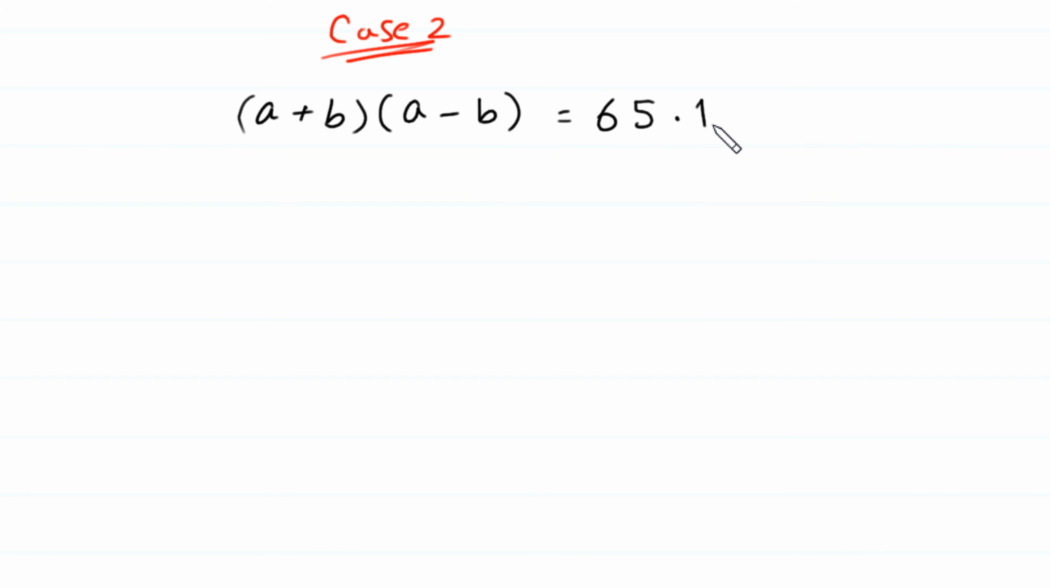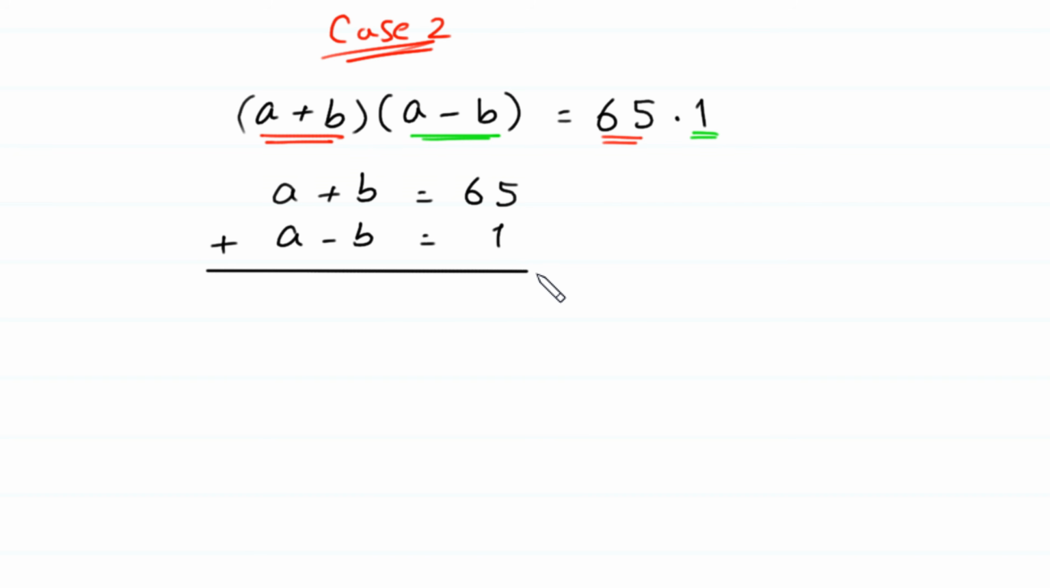This is case 2. In this case, (a plus b) times (a minus b) is equal to 65 times 1. Now we write this greater factor a plus b equal to this greater factor 65, and this smaller factor a minus b equal to this smaller factor 1. Like this, a plus b is equal to 65 and a minus b is equal to 1.